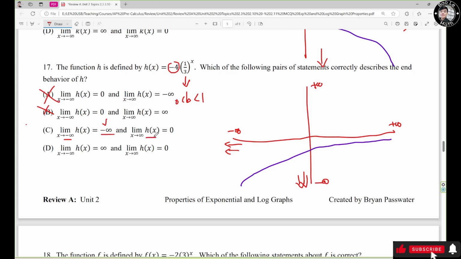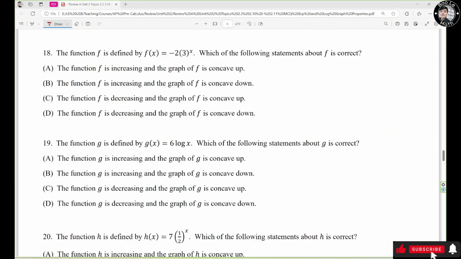Limit of the function h of s when s approaches positive infinity. The function approaches 0, right? It goes to the right. The function is getting closer to the x-axis, which means 0. So the answer choice must be C.